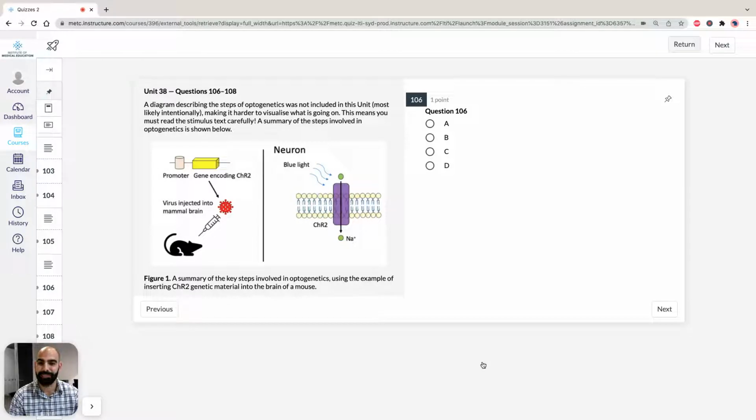Hi, I'm Assam, the lecturer here at the Institute of Medical Education, and today we're going to take a look at solutions to Section 3 of ACER's GAMSAT Pink Booklet, Practice Test 3, specifically Unit 38, questions 106 to 108. And in this unit, we're going to take a look at optogenetics.